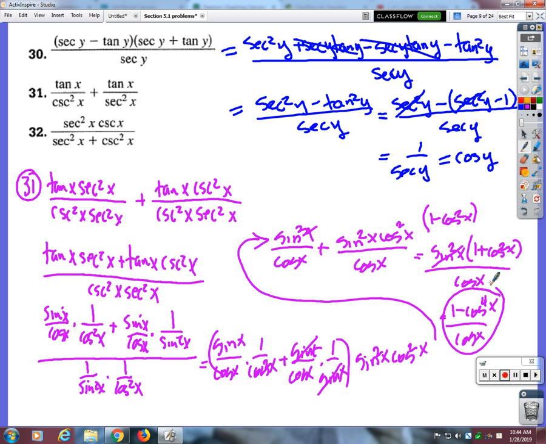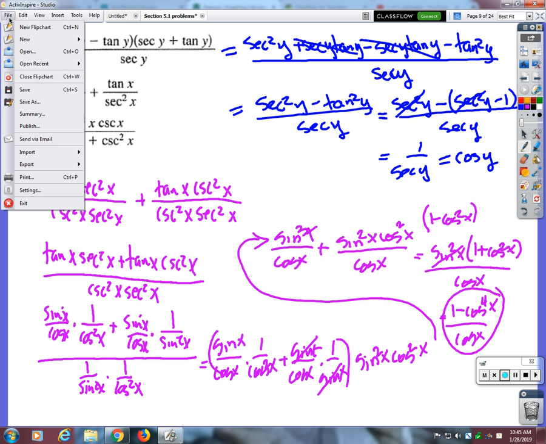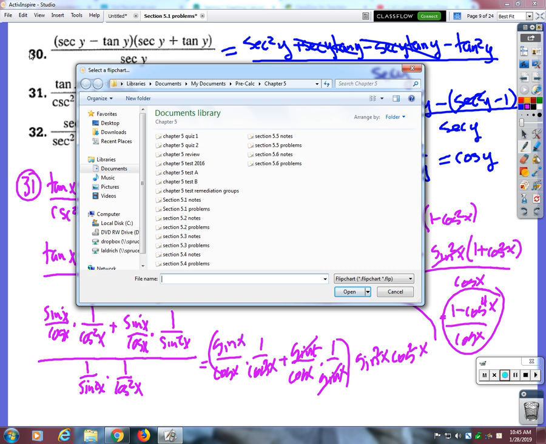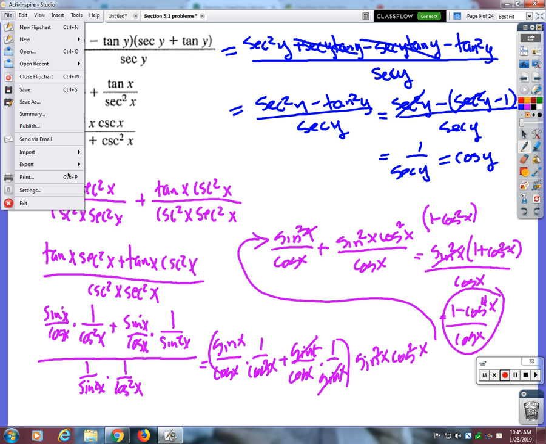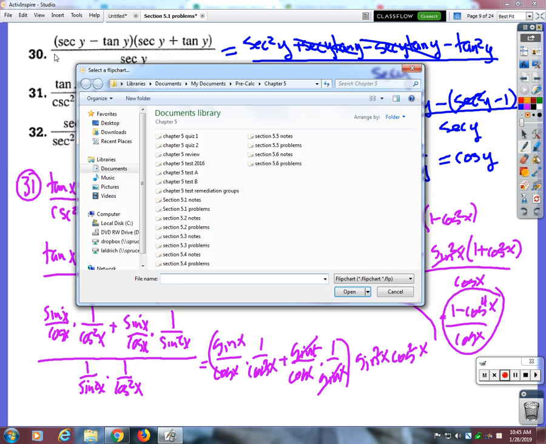I don't know. Okay, is 32 the last one? Okay, skipping it. Fun and games that we were playing with, now on to solving trig equations, because that's the more important part of this section.